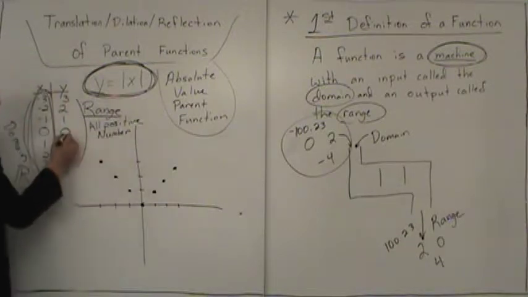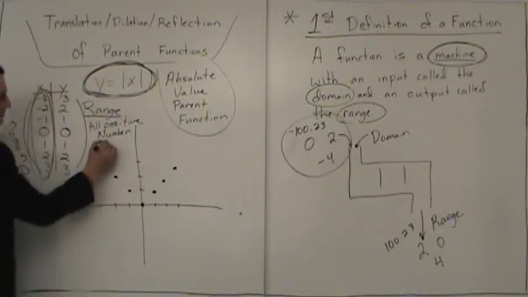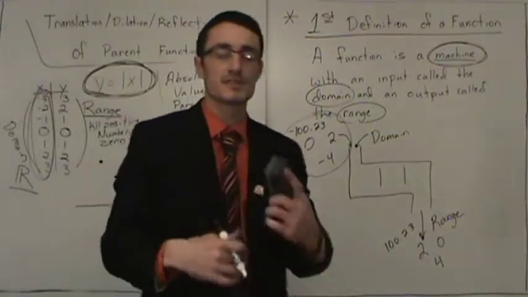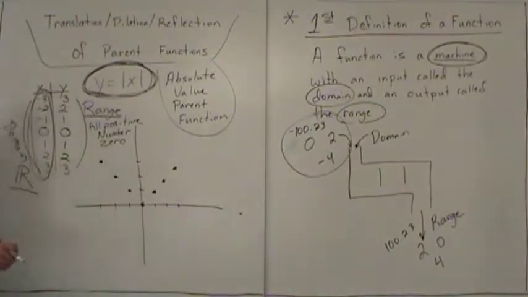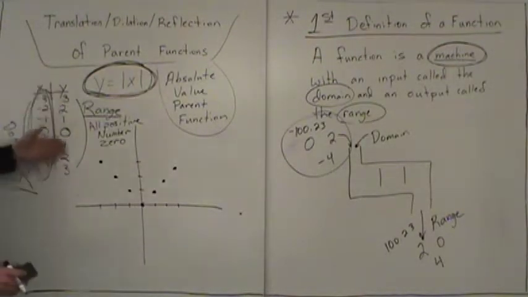And what else? Zero. Okay, so all positive numbers, also 0. Zero is not considered to be positive or negative. So we say that our range is all positive numbers and that our domain is any number. Okay, so we notice the outputs are positive.